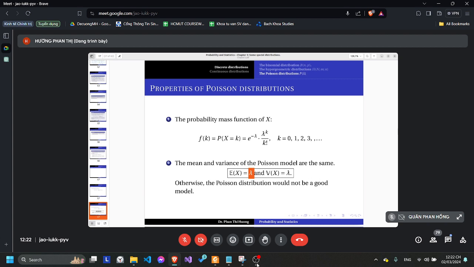Later, when you work with data in the statistics chapters, you will see that if you calculate the mean and the variance of the data set and they are quite different, then we confirm that the Poisson distribution is not a suitable choice, because the Poisson distribution is defined with the mean exactly equal to the variance. So in reality, if you see data where the mean is quite different from the variance, this is a signal that you shouldn't use the Poisson distribution in this case.